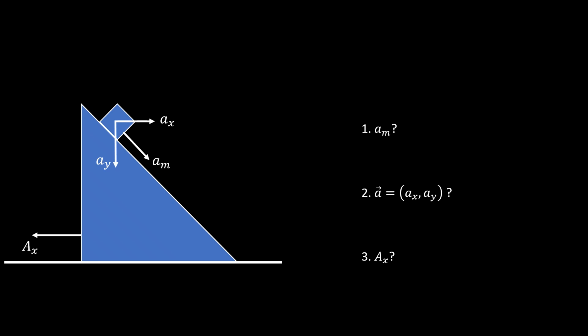To that end, we resolve the absolute acceleration of the block into its Cartesian components, a sub x in the horizontal direction and a sub y in the vertical. These components represent the acceleration vector a in the inertial frame. Three fundamental questions then arise. We must find all of the mentioned acceleration components to describe the dynamics of this system entirely. To answer these, we must apply Newton's second law to each body independently, while imposing the appropriate kinematic constraints that link their motions through the geometry of the system.